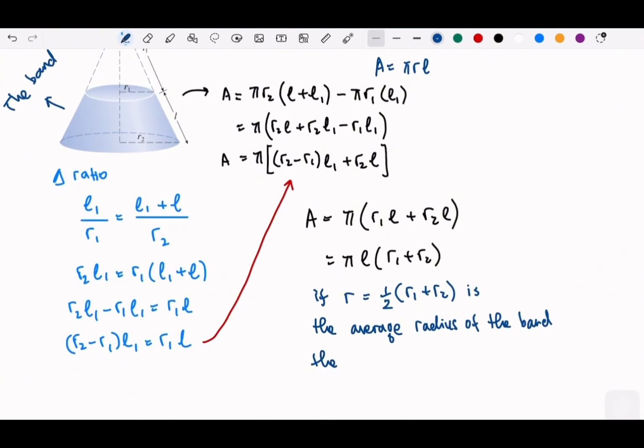Then the area for the surface of the shape of the band. So let's just change the half R1 plus R2, or R1 plus R2 becomes 2R. Okay, so let me write here. So 2R is R1 plus R2. So substitute back to the equation. So we get that the surface will be 2 pi RL, and this will be our approach for this surface area. Okay.